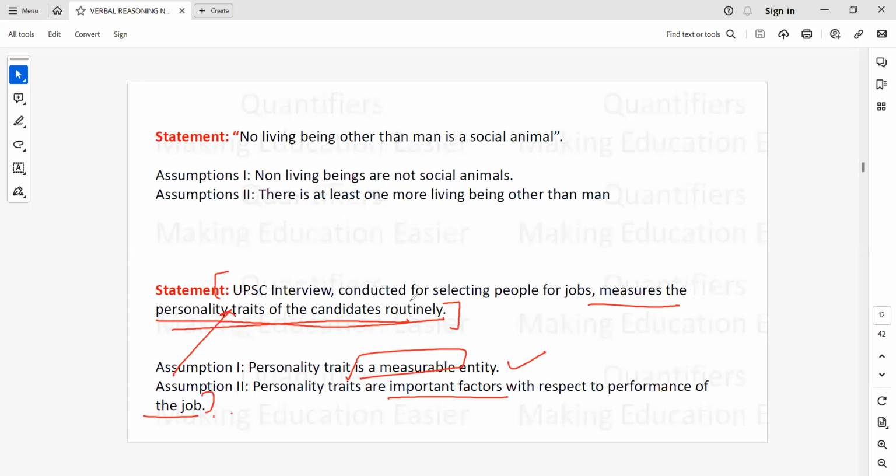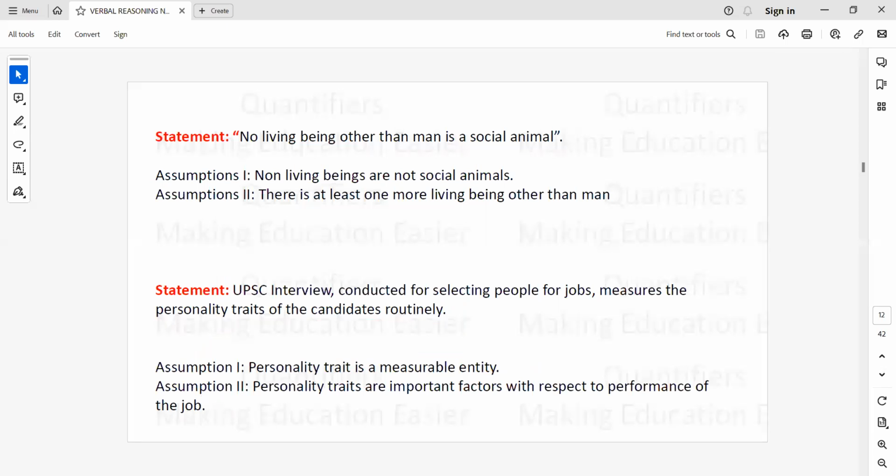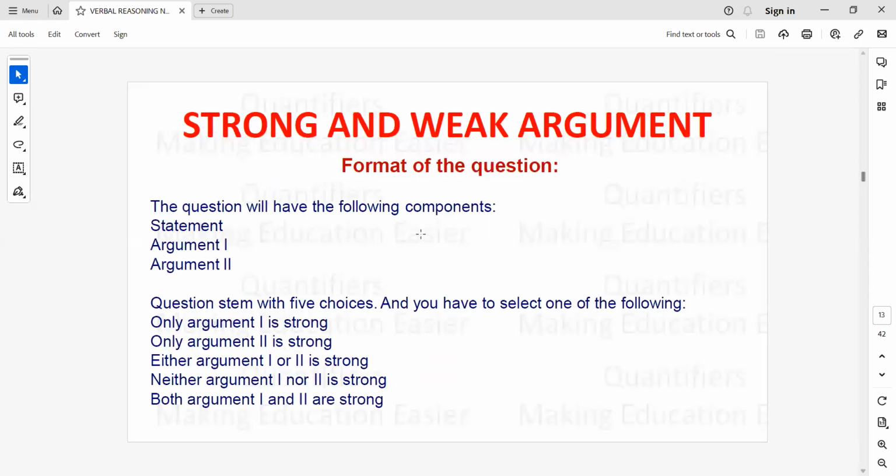So the UPSC interview measures the personality traits of the candidates routinely. Okay, so one of my assumptions is that they measure the personality traits of the candidates routinely because these traits are important to judge the performance on the job. So both assumptions here are implicit. So by this, we are done with assumptions. Let's get into the next topic, which is strong and weak arguments.